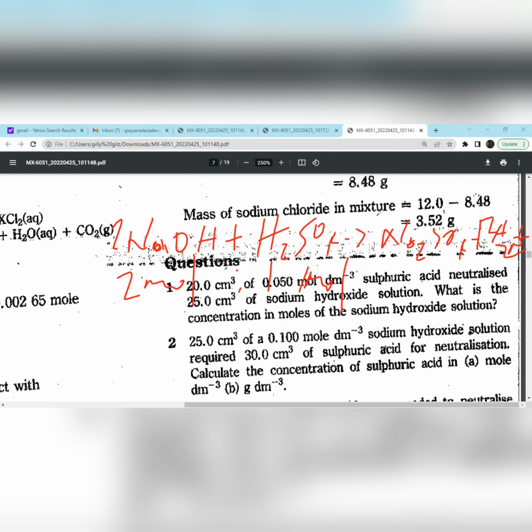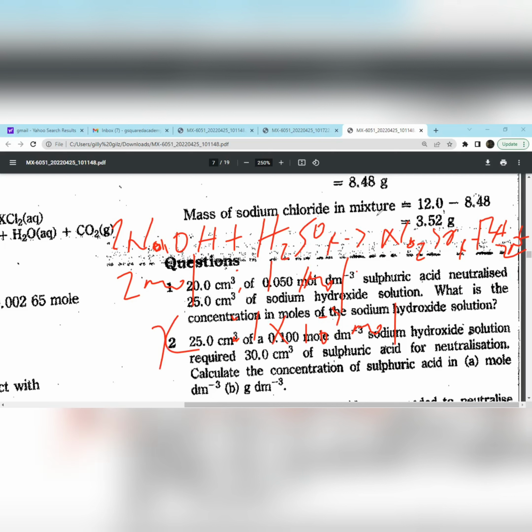1 mole of sulfuric acid. Now, just remember that we actually just calculated the moles of sulfuric acid that was reacting in this experiment, and we found that it was 1 times 10 to the minus 3 moles. Theoretically, and we get those values from the equation, 2 moles of sodium hydroxide reacts with 1 mole of sulfuric acid. And in practice, I have 1 times 10 to the minus 3 moles of sulfuric acid.